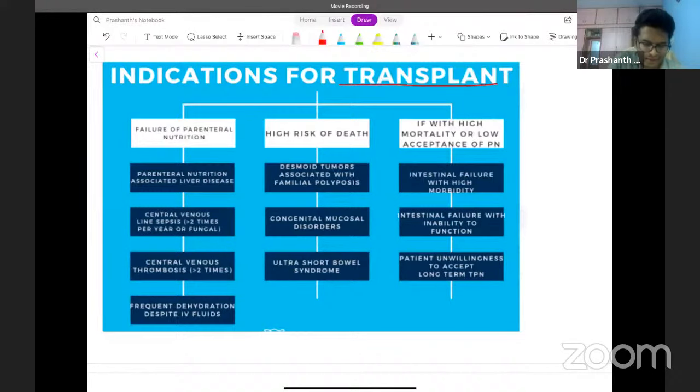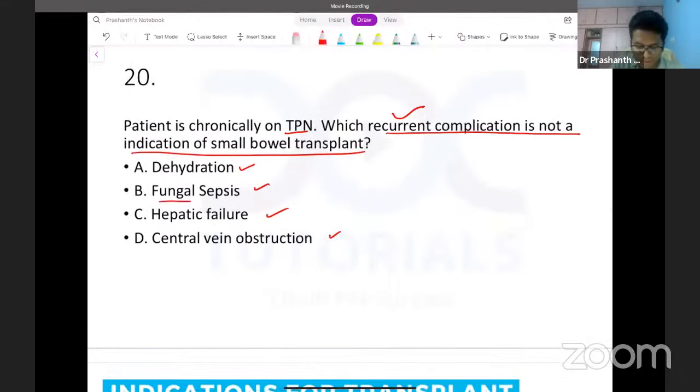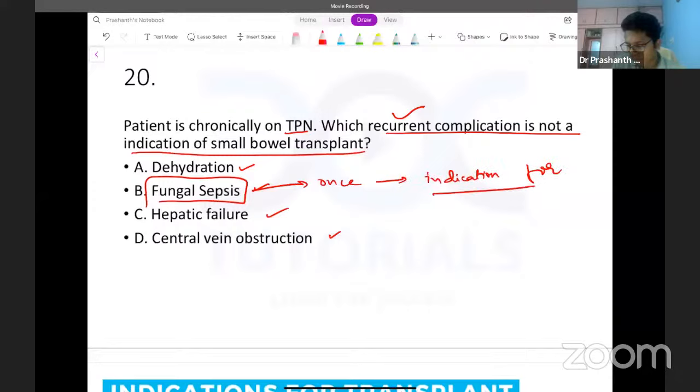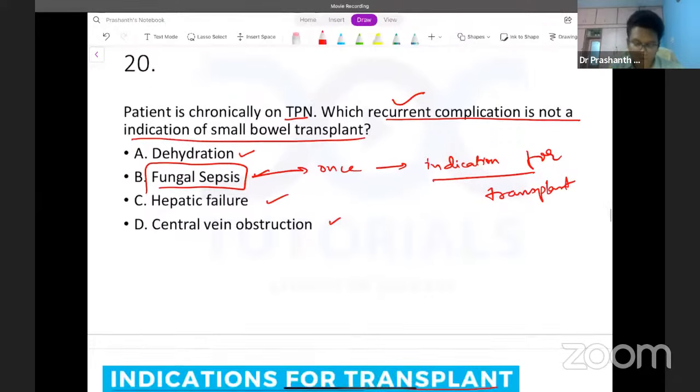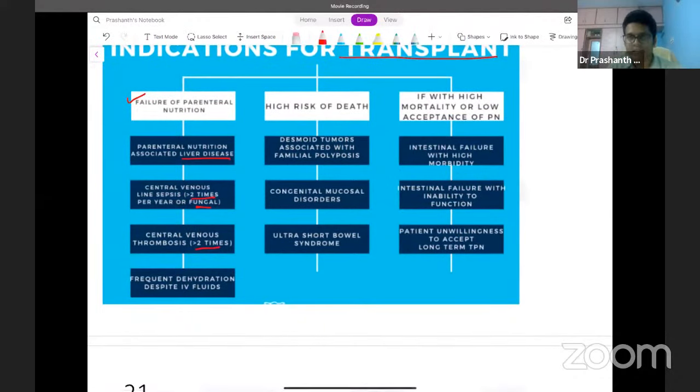The indications are when there is failure of parenteral nutrition in the form of liver disease, in the form of recurrent central venous line sepsis, which can be more than 2 times, or even if it is fungal, it becomes an indication. Central venous thrombosis more than 2 times, if it has occurred, is an indication. Frequent dehydration despite IV fluids. These are the options, and all of them we are getting here. What probably could be the thing is that for fungal sepsis, you need not wait for recurrence. Even if it occurs once, it is an indication for transplant. So probably that is being tested, because all of the other ones are recurrent. Even hepatic failure, I would say it's not kind of recurrent, but liver disease is an indication again.